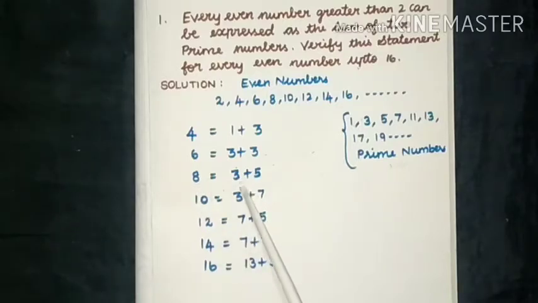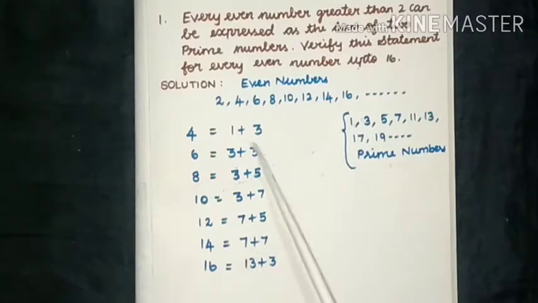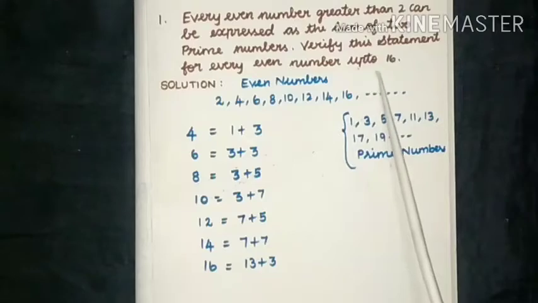8: 3 plus 5. 8 is equal to 3 plus 5. Here both the numbers are prime numbers. 10: 3 plus 7 equals 10. 7 plus 5 equals 12. 7 plus 7 equals 14. 13 plus 3 equals 16. Here all the numbers are expressed as sums of prime numbers. We have to find up to 16.